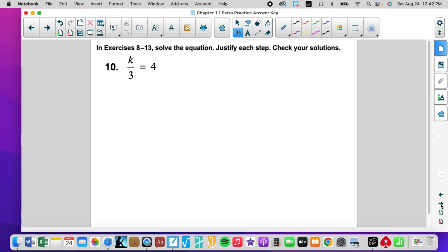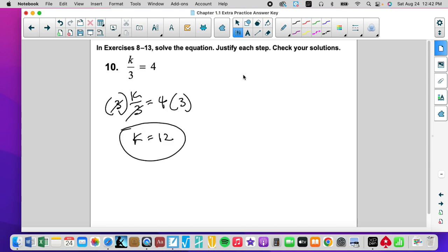K divided by 3. So the inverse of dividing by 3 is multiplying by 3. Denominator cancels with numerator. It leaves us with K equals 12. Nice and genteel. Let's check it out. See if it works. We'll substitute 12 in for K. 12 divided by 3 is 4. And yes, the left side equals the right side.